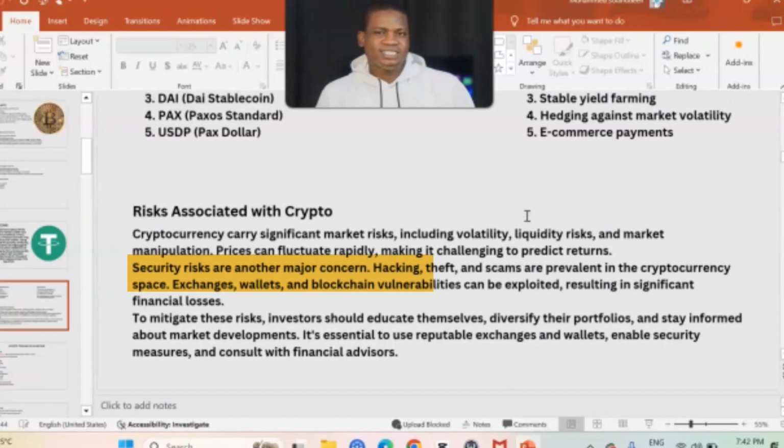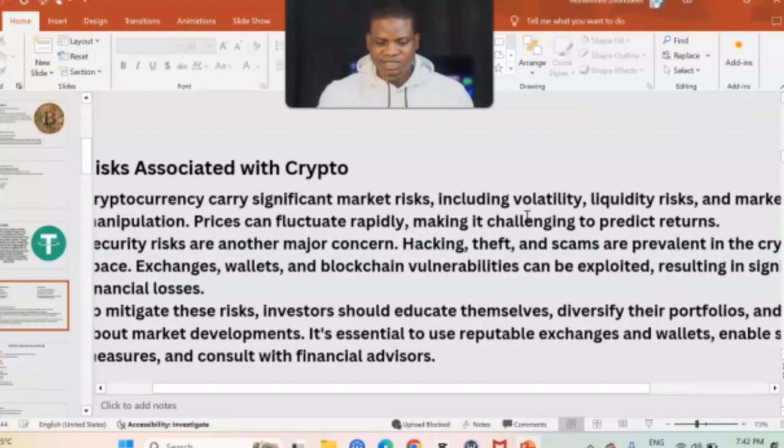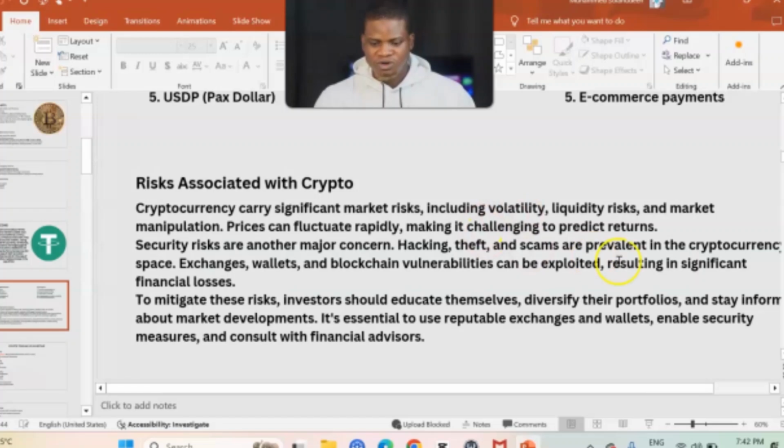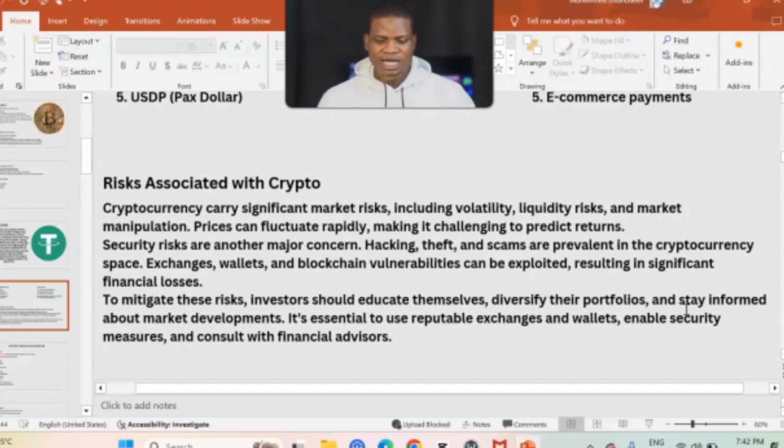Also, there are security risks in the cryptocurrency market. So hacking and theft have also occurred in the cryptocurrency market. That's why it's important for you to learn the ins and outs of the cryptocurrency market so that you know how to protect your wallet, how to protect yourself in the cryptocurrency market. So to mitigate this risk, investors should educate themselves, diversify their portfolio, and stay informed about market developments. It is essential to use reputable exchanges and wallets, enable security measures, and consult with financial advisors.